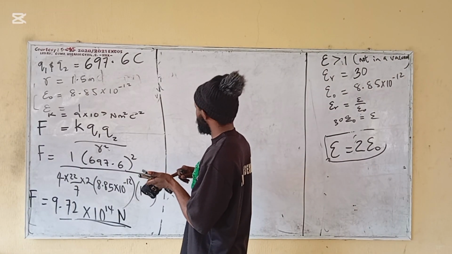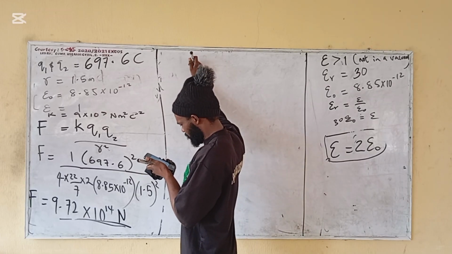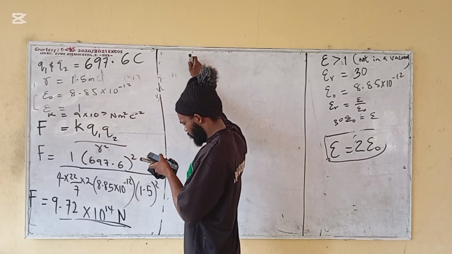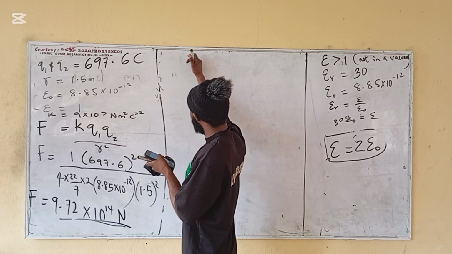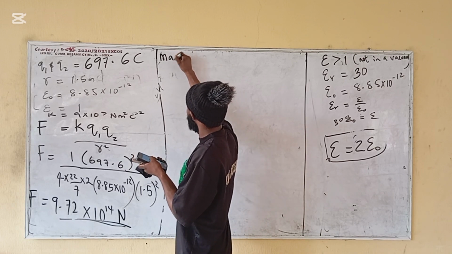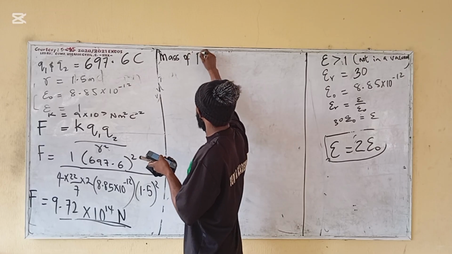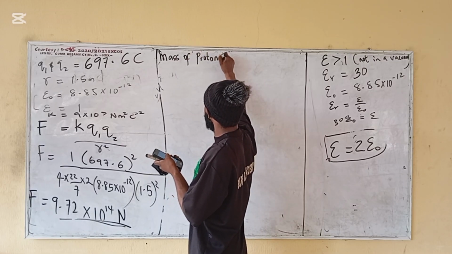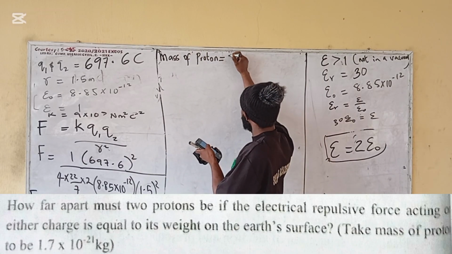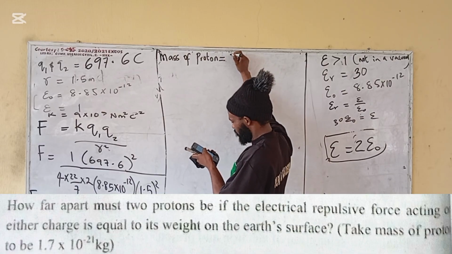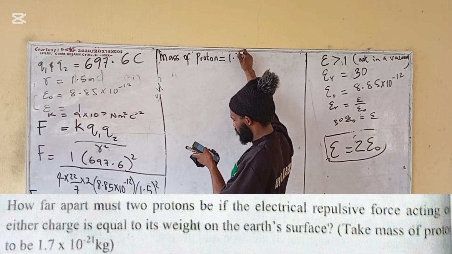I have my distance apart on this one. I have my charge. They say take mass of proton. Mass of proton. Number 7 is size 1. So we are not through with this one. I'm just writing it out. Be solving it, and when you're done, tell me so we solve together.